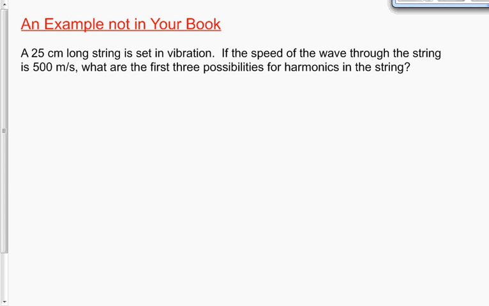The speed of the wave through the string is 500 meters per second. What are the first three possibilities for harmonics in the string? In other words, what are the sounds that we hear from that string? What are the resonant frequencies or the standing waves or the harmonics or the sounds that we hear?